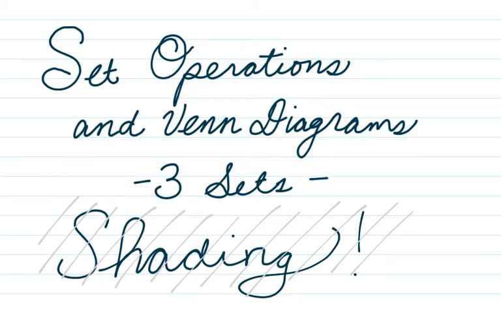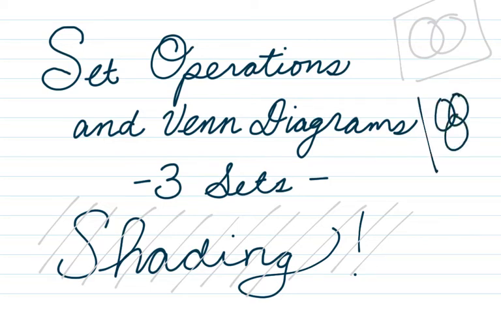So for section 2.4, we're looking at set operations of Venn diagrams when we're dealing with 3 sets. In 2.3, we were looking at 2 set Venn diagrams like this. And in this section, we're going to look at 3 set Venn diagrams that look like this.